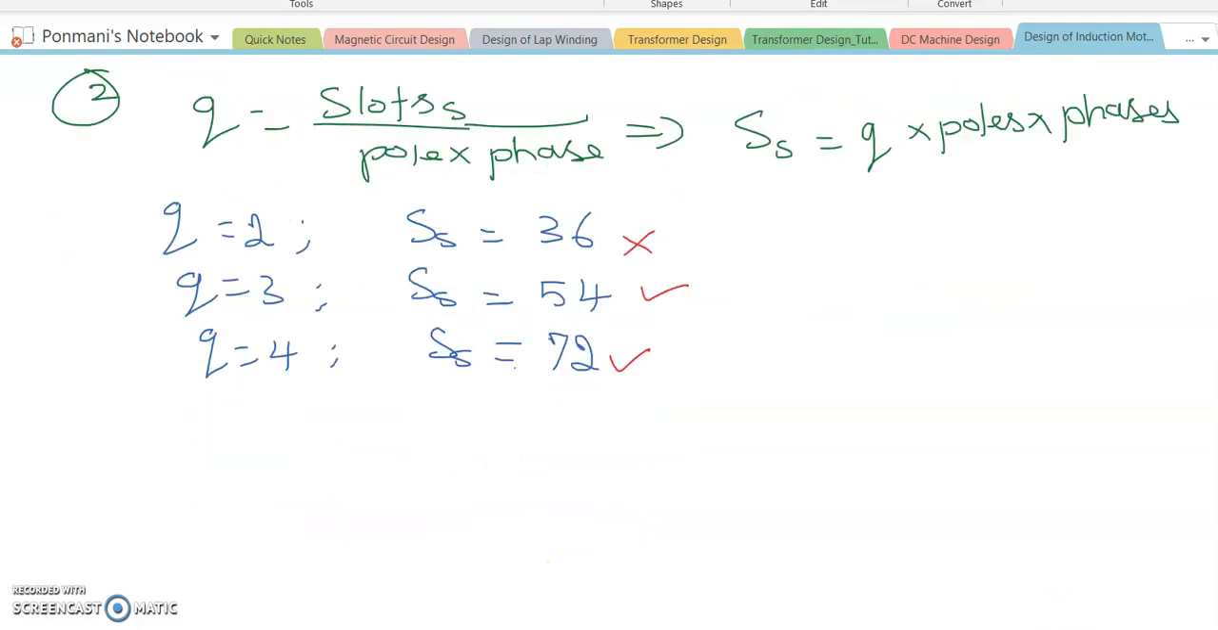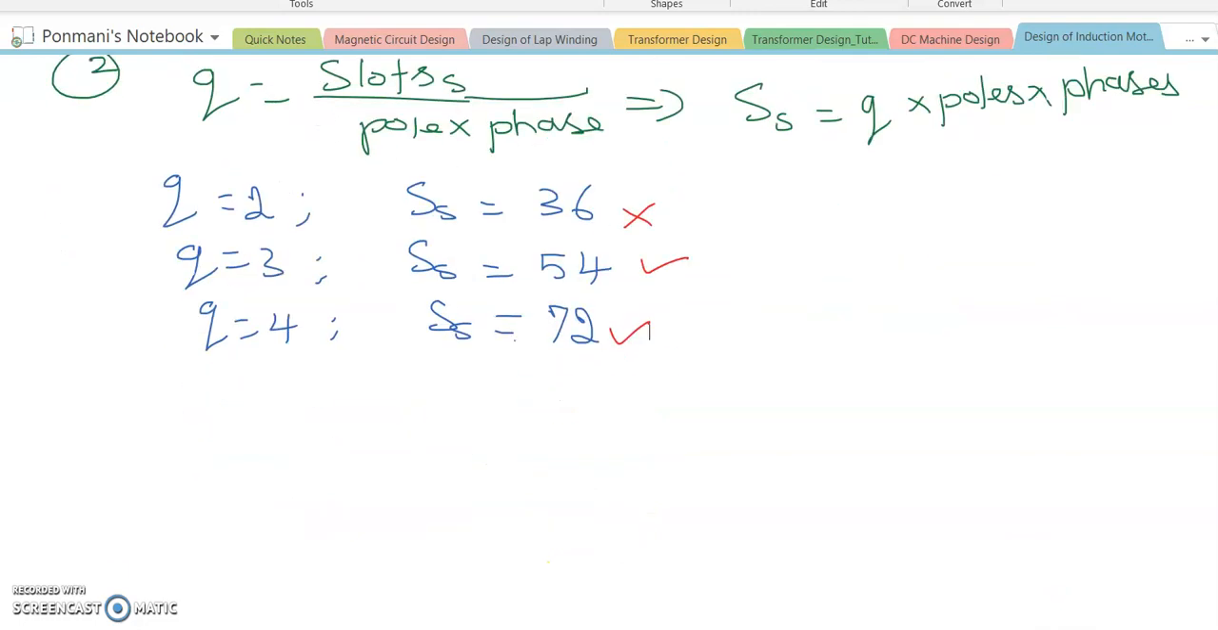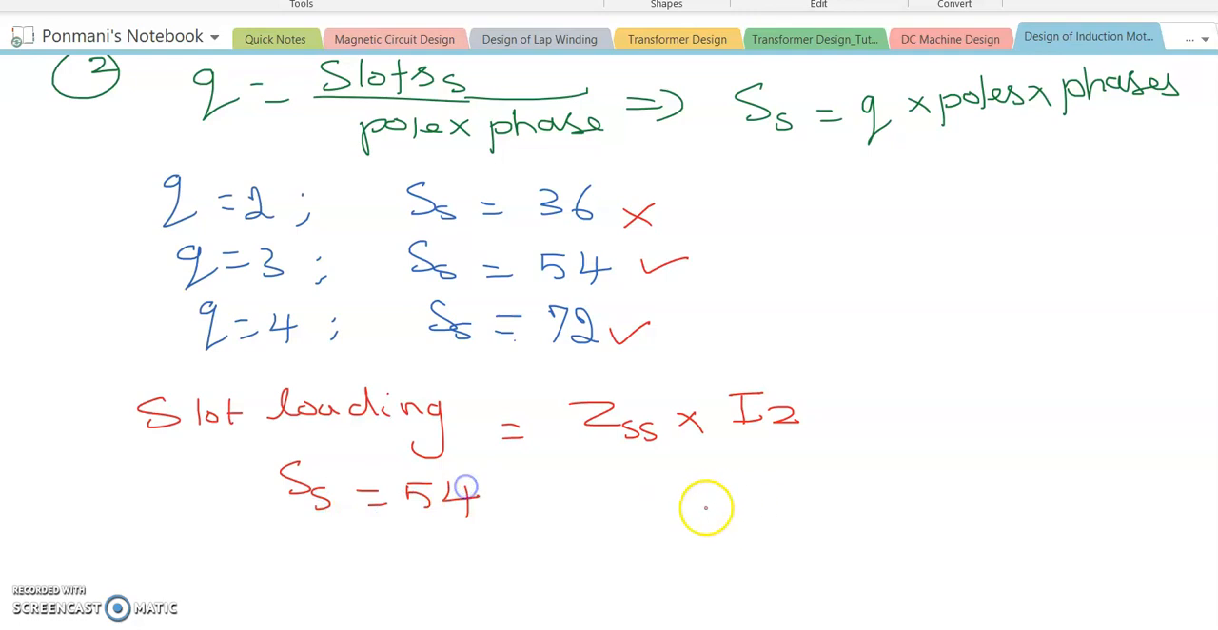Then we need to calculate the slot loading. Slot loading is the conductors per slot multiplied with the current through the conductor Iz. So this conductors per slot we can calculate for these two slots: on one side SS equal to 54, and on the other side SS equal to 72. These two values we have calculated.